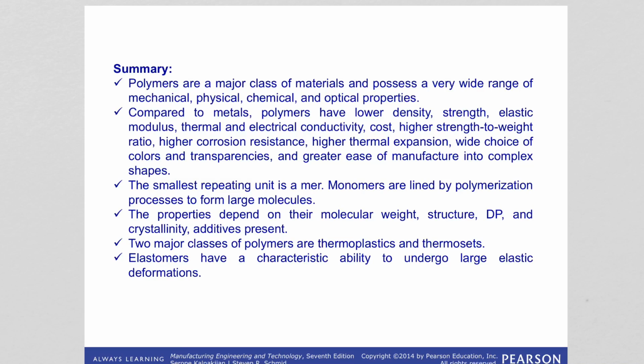polymerization processes. And their properties will depend on molecular weight, the structure, packing, crystallinity, the additives that are present, degree of polymerization, etc. The two major classes are thermoplastics and thermosets, and there are also elastomers. And elastomers are characterized by being able to undergo large elastic deformations. So these are the things we have learned in this chapter. Next chapters will be ceramics and composites next week.